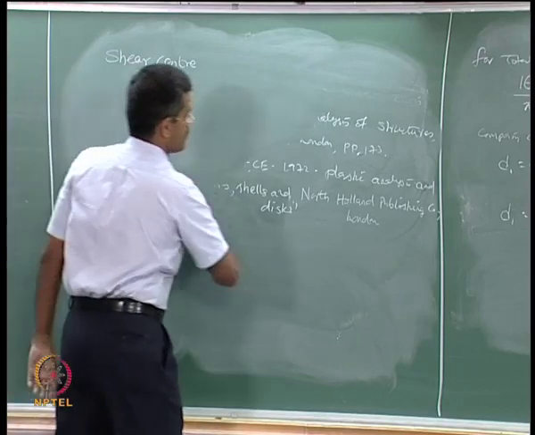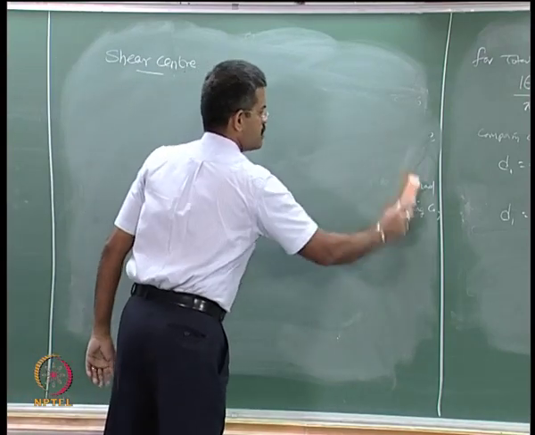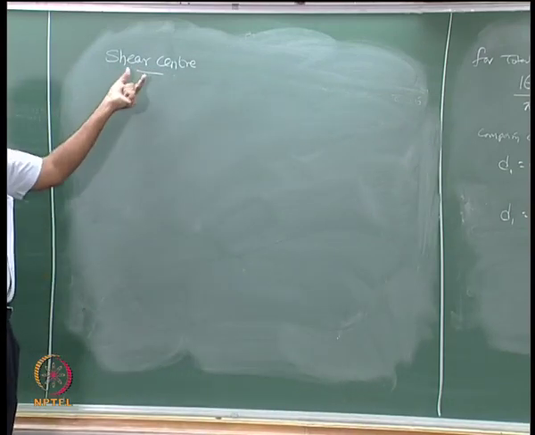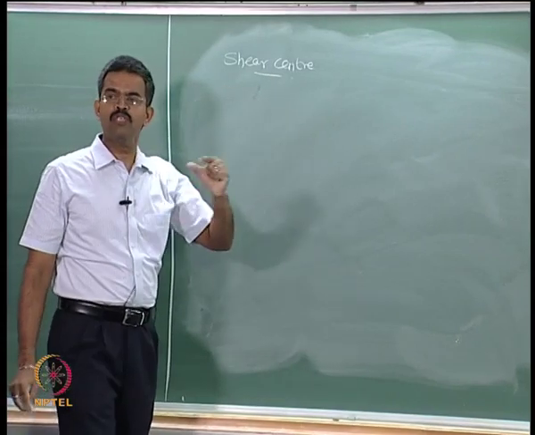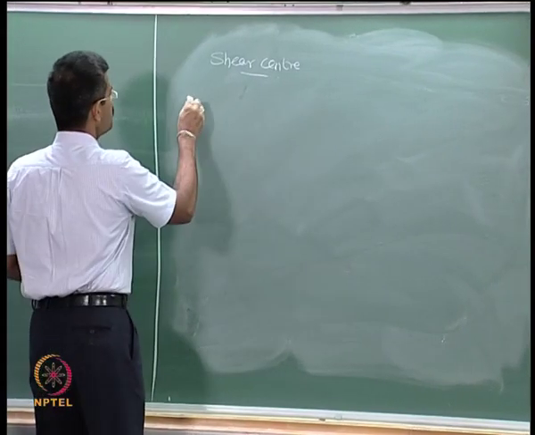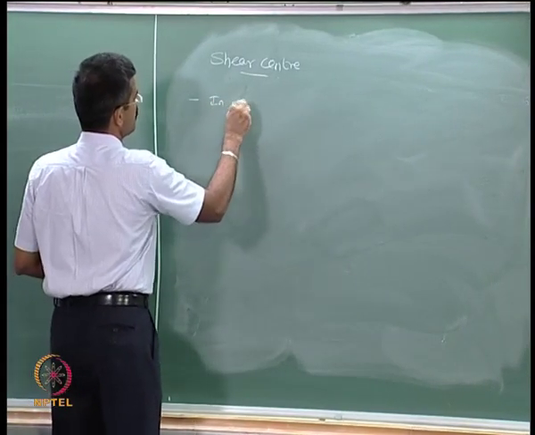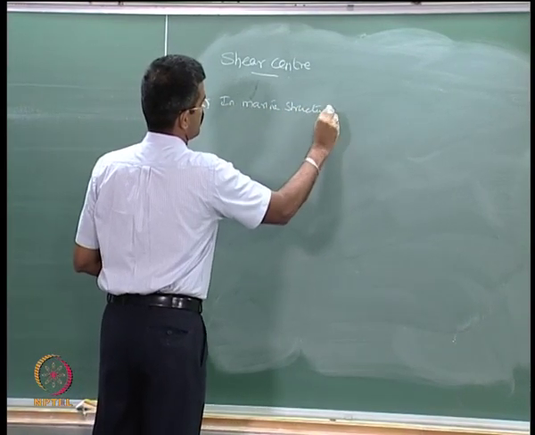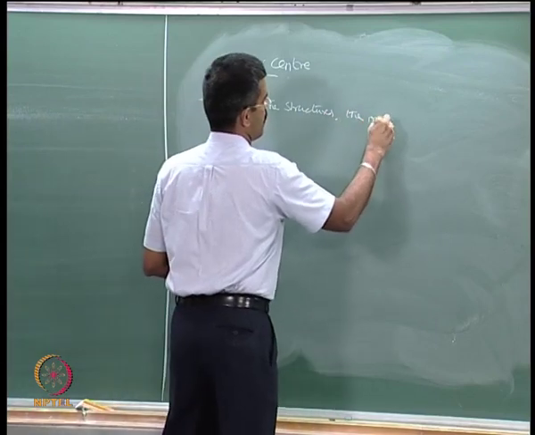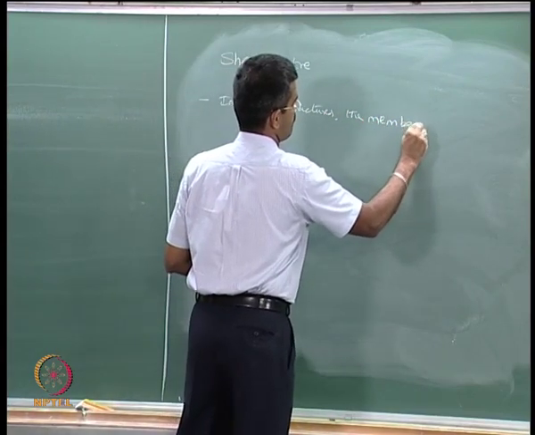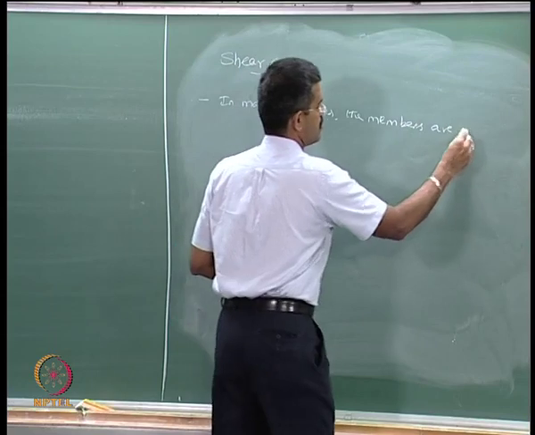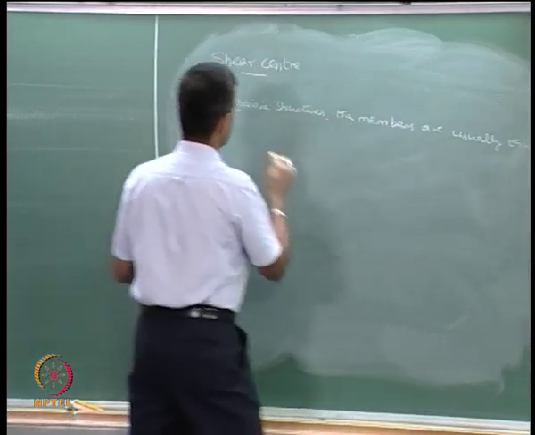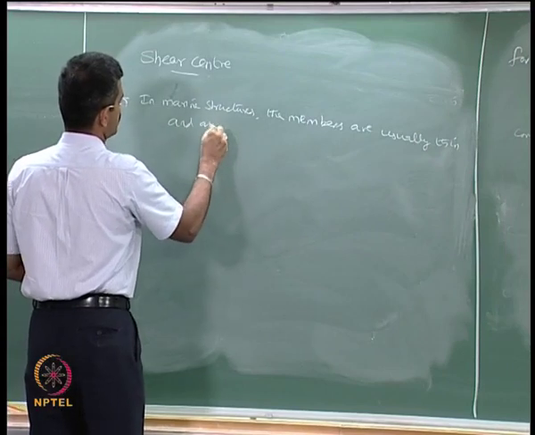Okay. Now the question comes, what is shear center? How is it relevant to marine structures? Now the most important factor in marine structures is that the members are usually thin and asymmetric.